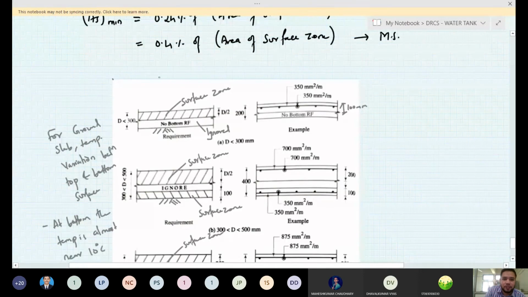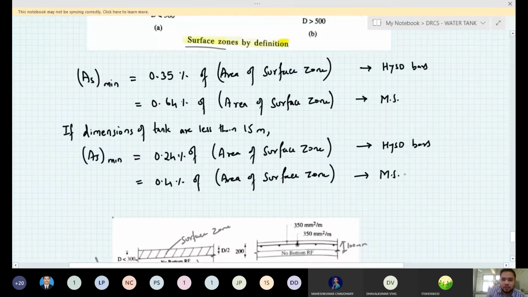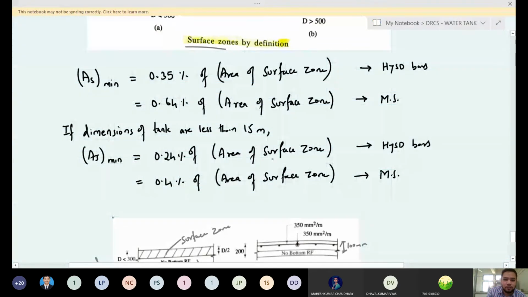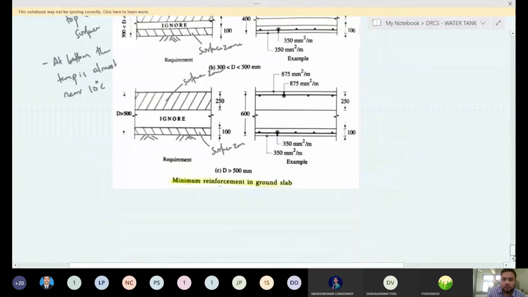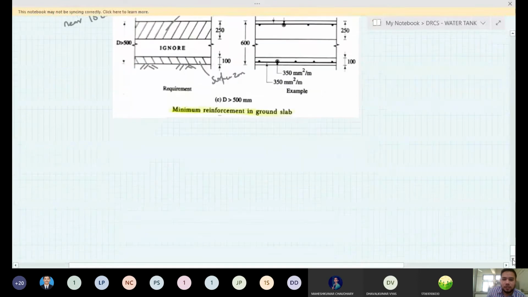So from this you can find the area of the surface zone, and depending upon your grade of steel, you can find the minimum steel. For example, if you are using HYSD bar, then from the hatched portion you can find the area of the zone, and you multiply with this factor, you get the minimum steel. So this is about the minimum steel.